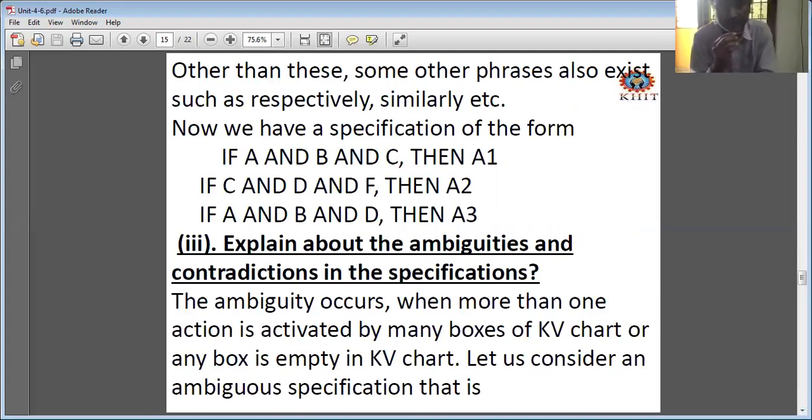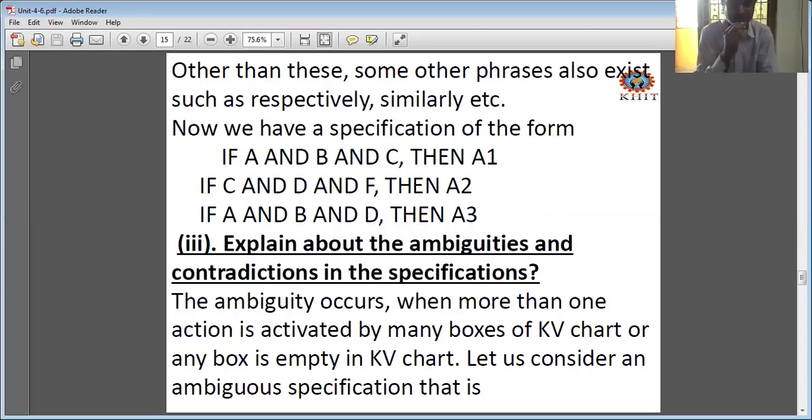Now we have a specification of the form: if A and B and C, then A1. If C and D and F, then A2. If A and B and D, then A3. Like that. Explain the ambiguities and contradictions in specifications. The ambiguity occurs when more than one action is activated by many boxes of the KV chart, or any box is empty in the KV chart.